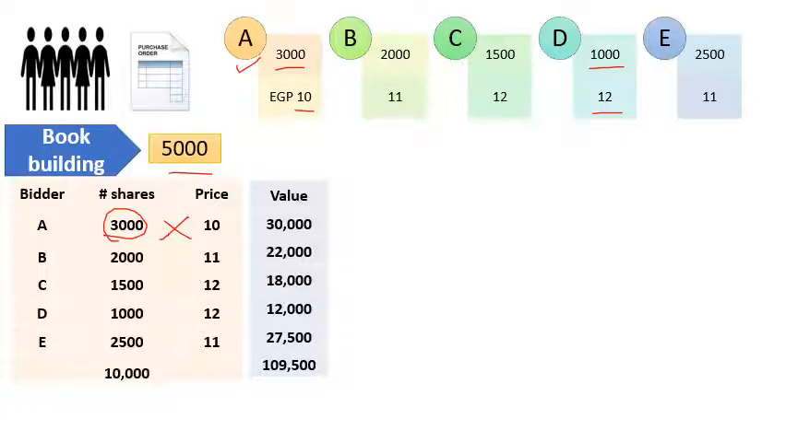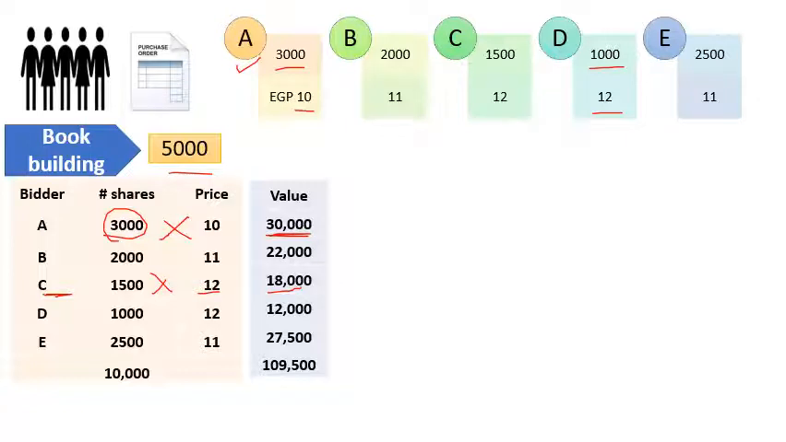specified in the order. So the market value of the first order, which is received from a bidder or the buyer A, will be 30,000 Egyptian pounds, and the market value of orders received from investor C will be 18,000 Egyptian pounds, which equals 1,500 shares times 12 Egyptian pounds, and so on.